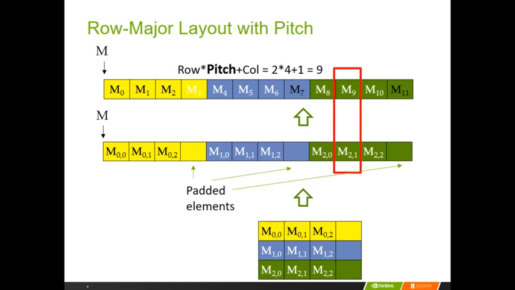For example, the M21 element after padding is going to be 2 times pitch, which is 4, plus 1, equal to 9. Without padding, the linearized index for M21 should have been row times width plus column, which is 2 times 3 plus 1. So that would have been 7. So this padding affects the linear index for all the elements. That's why we wanted to make sure that we introduce the concept so that the code will make sense to the students.